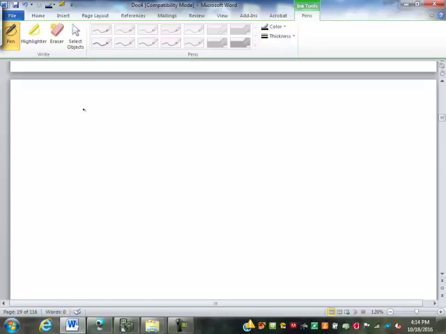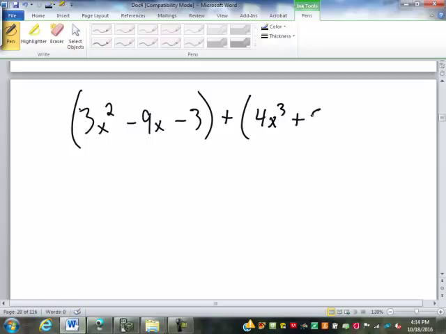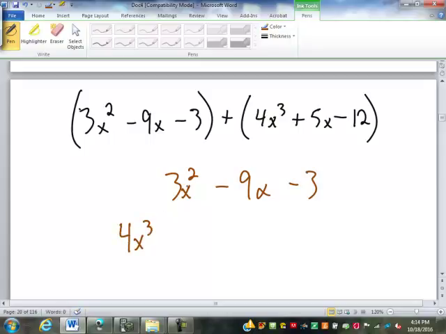What if we have 3x squared minus 9x minus 3 plus 4x to the third plus 5x minus 12? So I'm going to write this out. 3x squared minus 9x minus 3. Where am I going to put the 4x to the third? I've got to put it over here. It cannot line up with the 3x squared because they have different names, different powers.